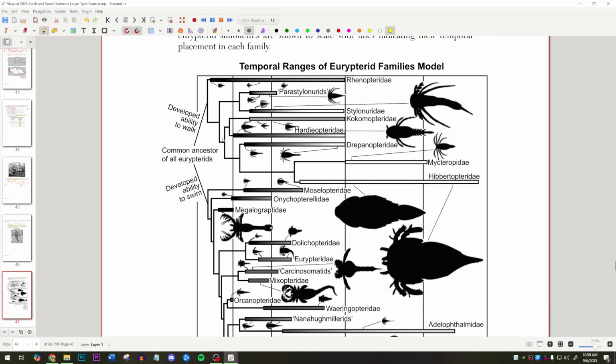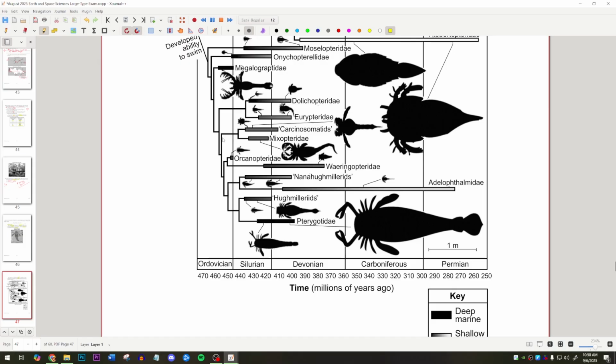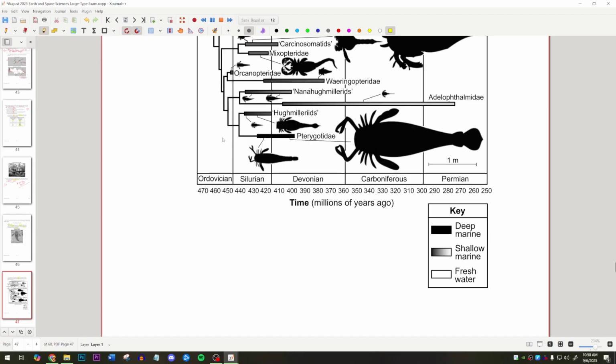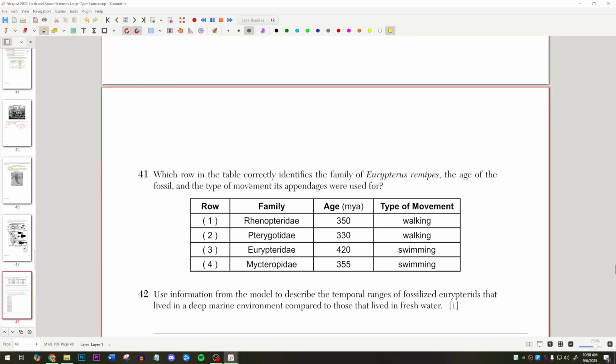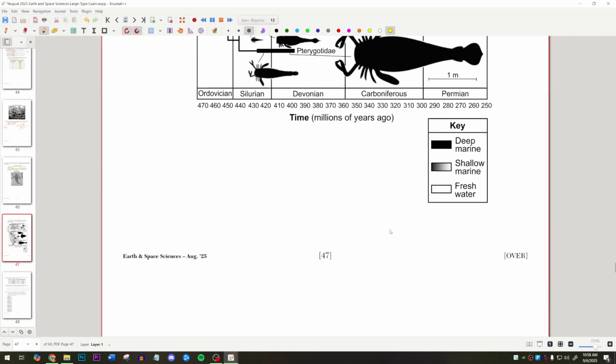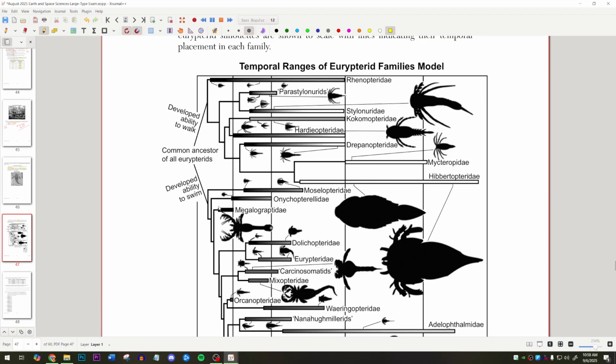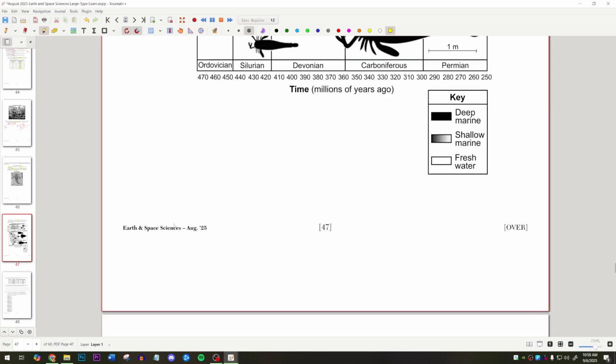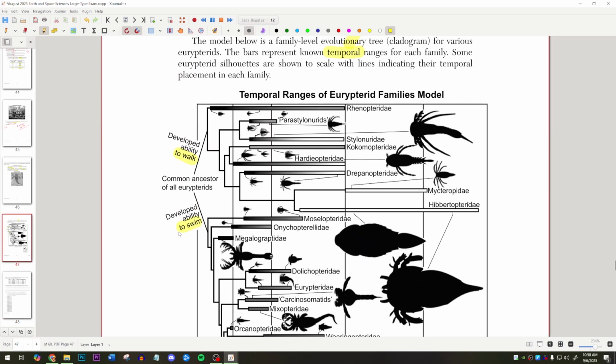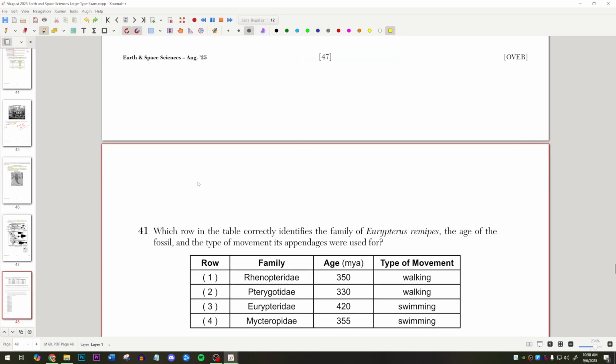Okay, this chart is like a headache. Okay, whatever. Let's see what the question is. Which row in the table correctly identifies the family, the age of the fossil, and the type of movement it's used for? All right, where does it say walking or swimming? Okay, so that's over here, see? Alright, so let's just go. This is how we're going to do this. We're going to just highlight.